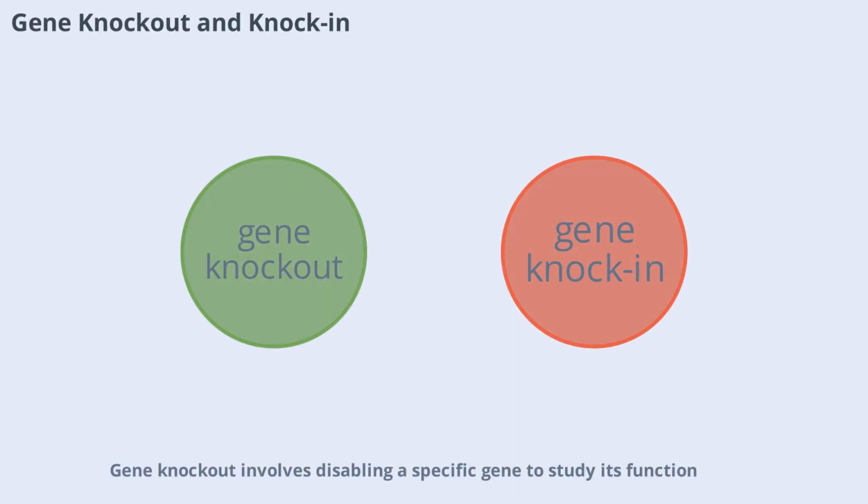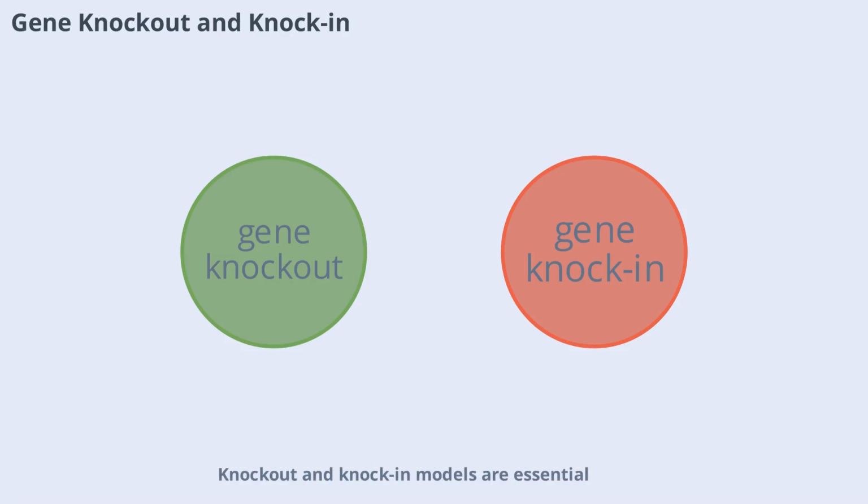Gene knockout involves disabling a specific gene to study its function, while gene knock-in adds a new gene at a specific location. These techniques help scientists understand gene roles and develop new treatments. Knockout and knock-in models are essential tools in genetic research and drug development.